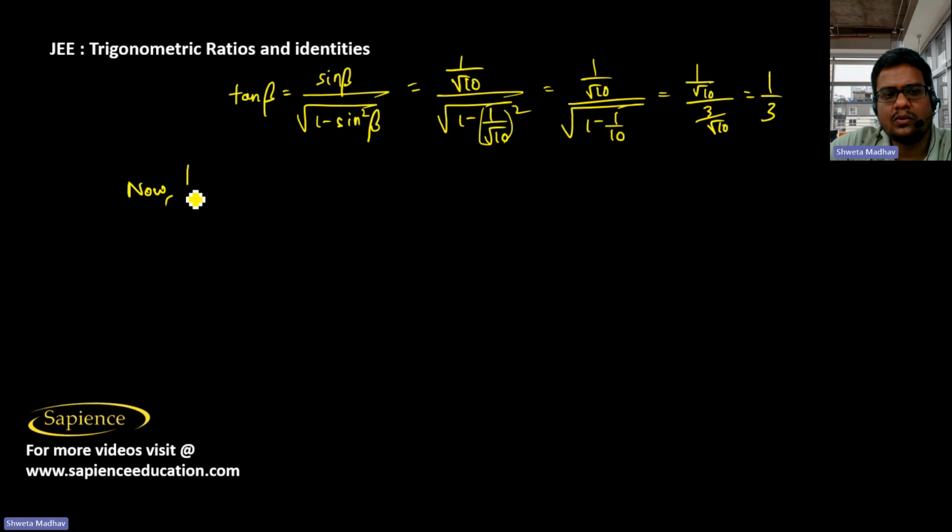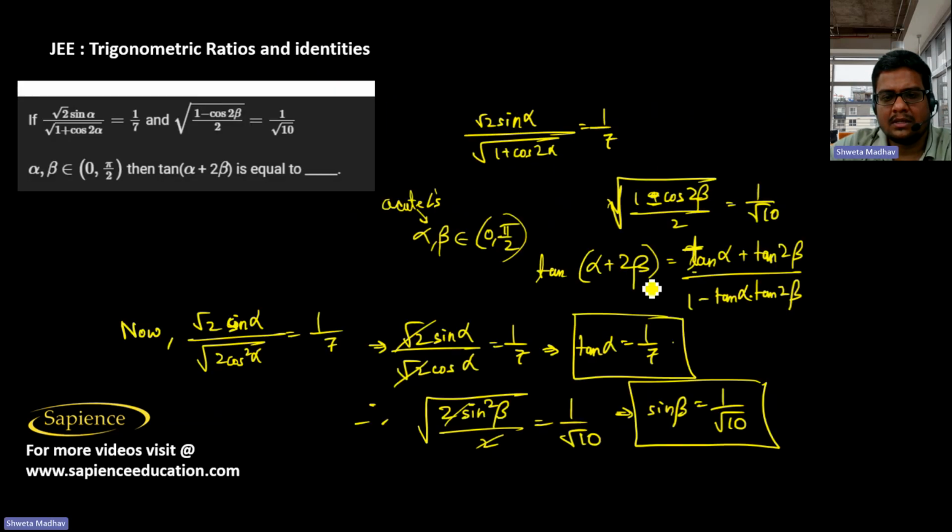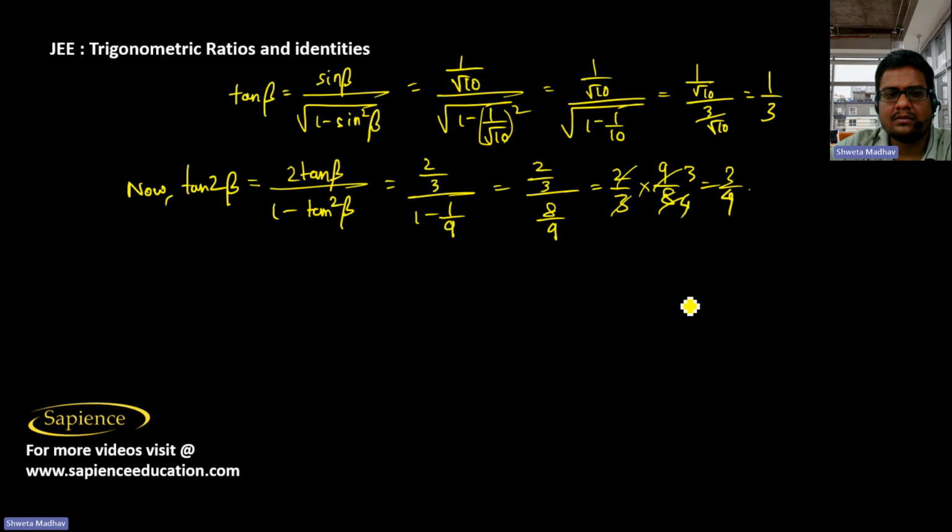Now tan 2 beta we have to find. So tan 2 beta will be equal to 2 tan beta by 1 minus tan square beta. So this will be 2 by 3 by 1 minus 1 by 9. So this will be 2 by 3 by 8 by 9. So this will be 2 by 3 into 9 by 8. So 2 fours are 8, 3 threes are 9. So this is 3 by 4. So tan 2 beta is 3 by 4 and tan alpha is 1 by 7.